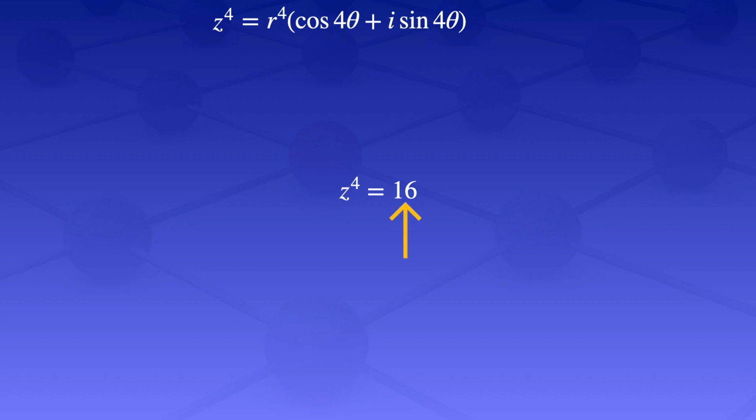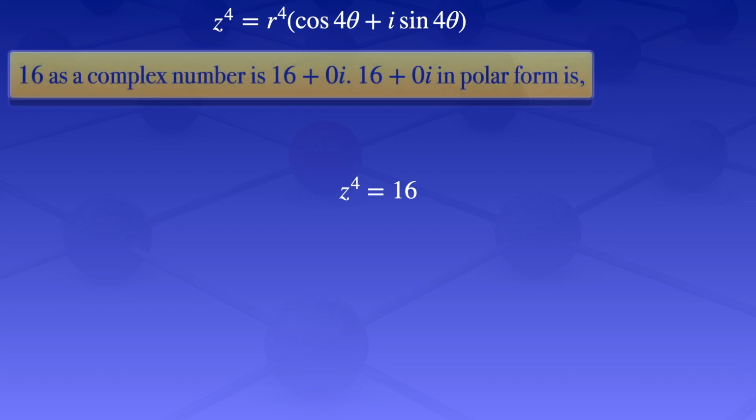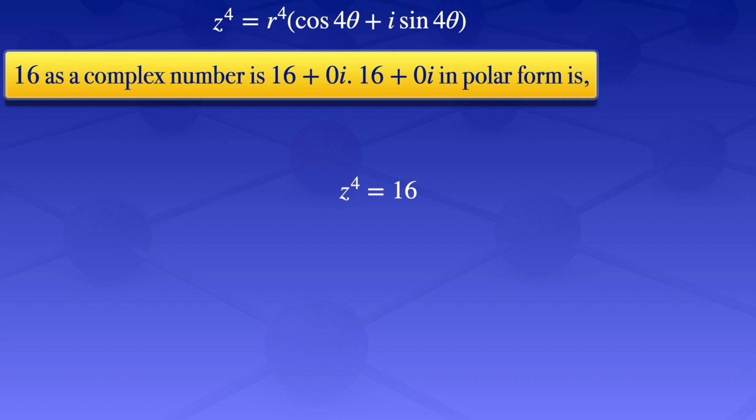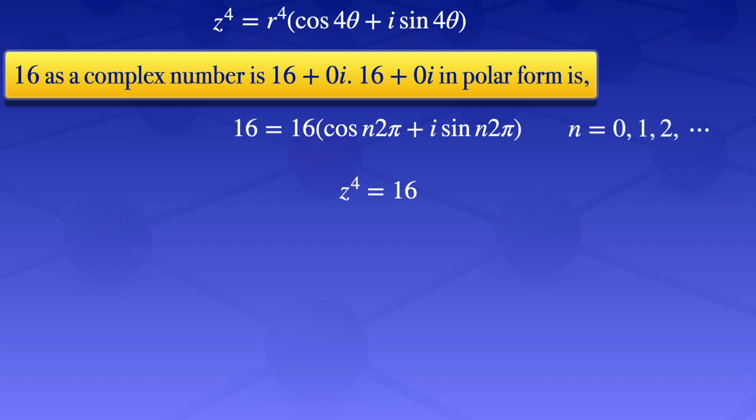On the right hand side of the equation, z to the power 4 equals 16, we have a real number 16. When we have a real number, we can write it as a complex number whose imaginary part is 0. So 16 as a complex number will be 16 plus 0i. We can then write 16 plus 0i in polar form, which will be 16 multiplied by (cosine of n times 2 pi plus i sine of n times 2 pi), where n is equal to 0, 1, 2, and so on.